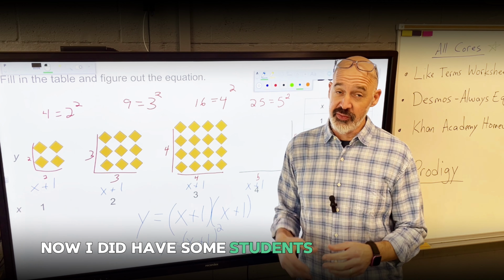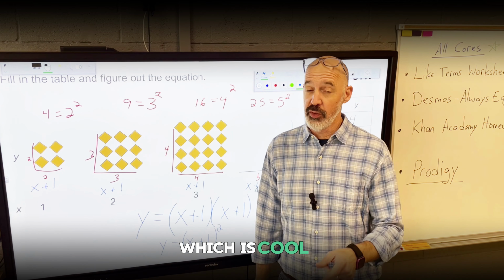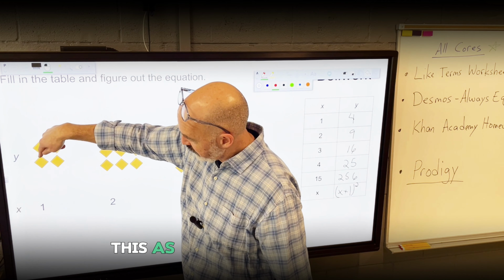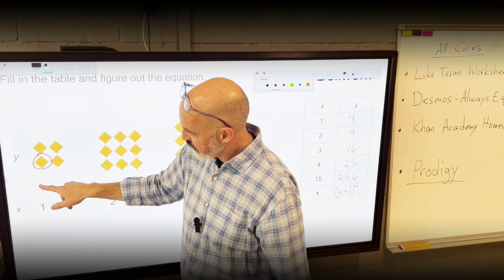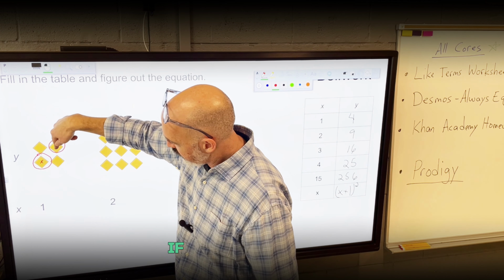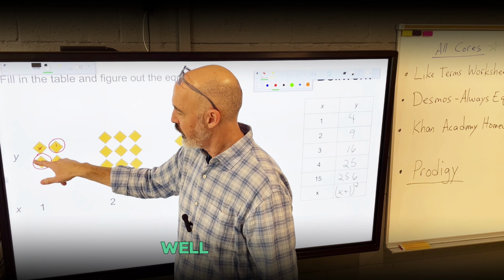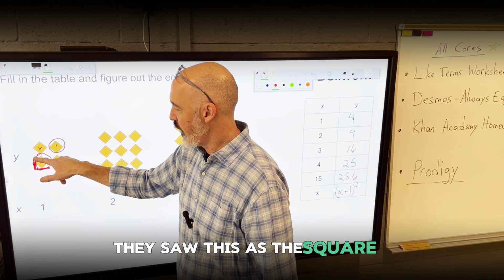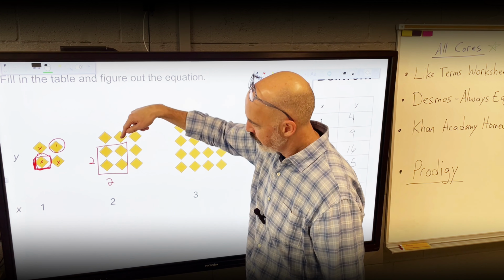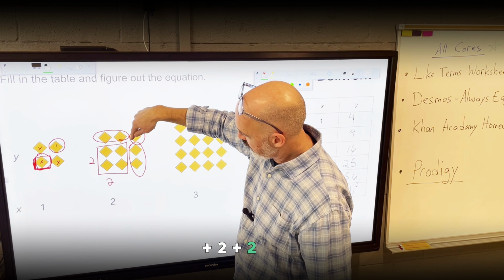Now, I did have some students that saw this in a different way, in the total expanded form way, which is cool. Check this out. I did have some students who saw this as the iteration number. So that's the x value plus 1. This is 1 plus x plus x. Well, so honestly, they saw this as the square because over here, they saw it as 2 by 2 plus 2 plus 2 plus 1.